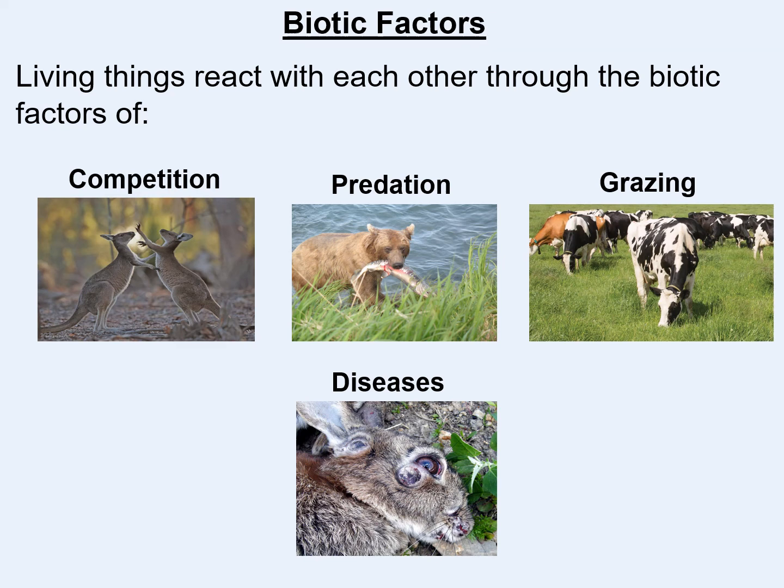Organisms may eat each other or may be eaten by each other, which leads to predation, and that would be another biotic factor. Organisms might eat grass, which would lead to grazing, which would be another biotic factor. And finally, our microorganisms may cause diseases in other organisms, which may lead to viruses such as myxomatosis in rabbits, which again would be another biotic factor. So competition, predation, grazing, and diseases are all biotic factors.